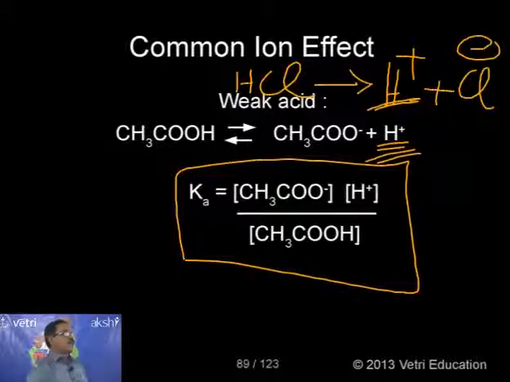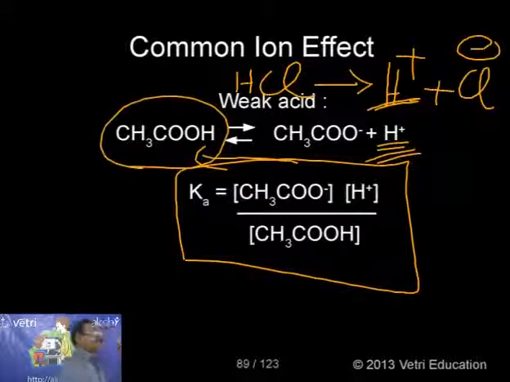Then according to Le Chatelier's principle, the equilibrium will be shifted towards the left side in such a way that the adding effect should be nullified. That means by addition of HCl, which contains one ion common, in this case H plus, the equilibrium will be shifted towards the left side. That means ionization of acetic acid is suppressed. This suppression is called common ion effect. So by adding a strong electrolyte containing one ion common, in this case HCl providing H plus, the equilibrium is shifted from right side to left side. That means it is not undergoing ionization. The ionization is getting depressed, getting decreased. This suppression is called common ion effect.